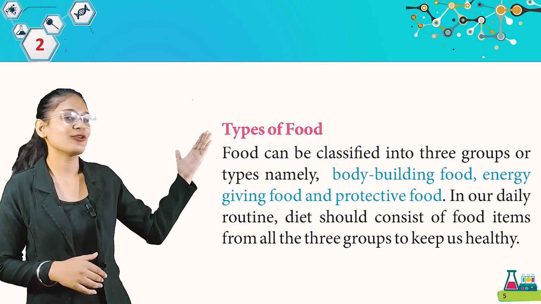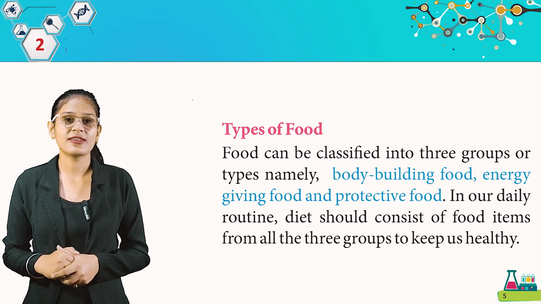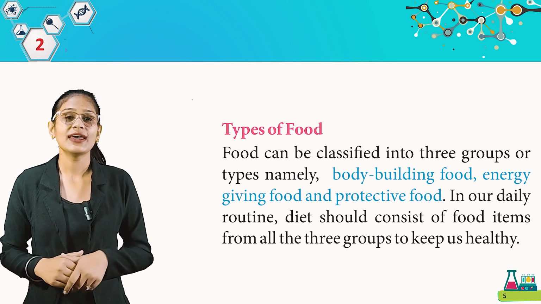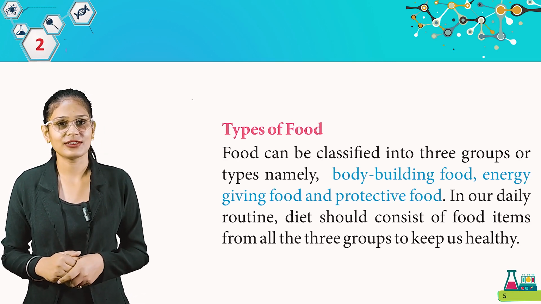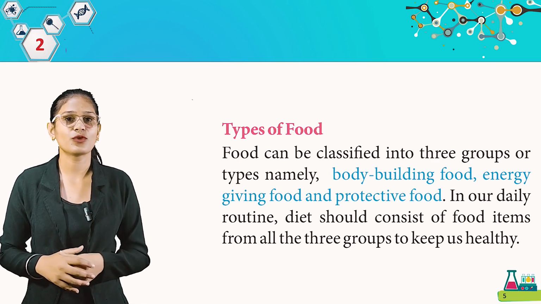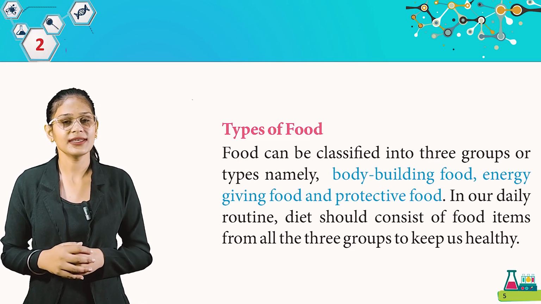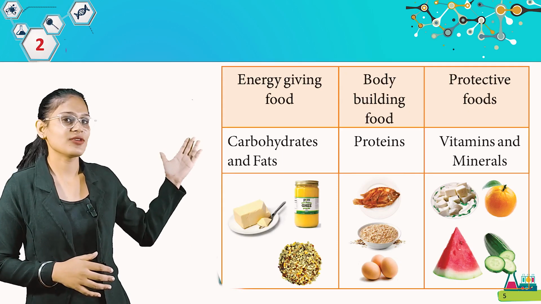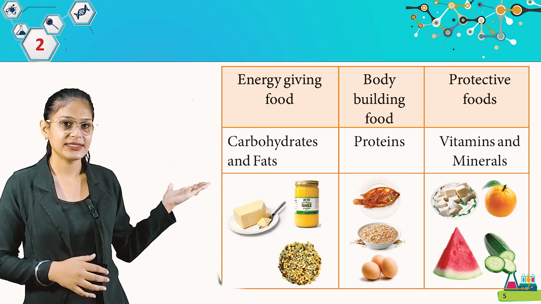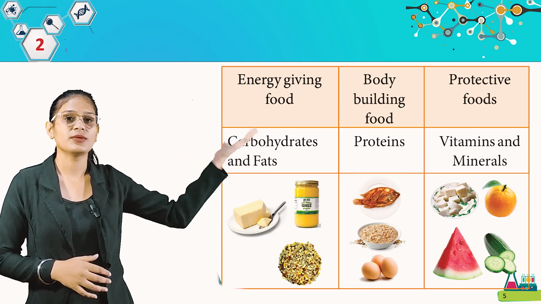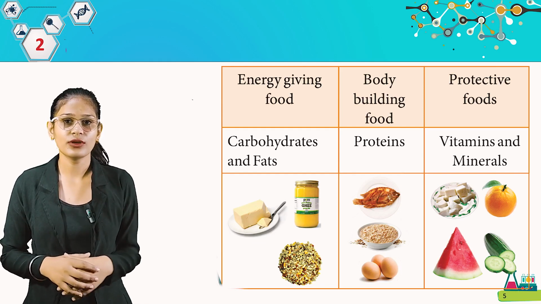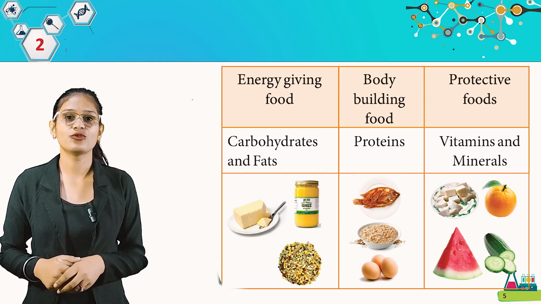Here is types of food. Food can be classified into 3 groups or types, namely bodybuilding food, energy-giving food and protective food. In our daily routine, diet should consist of food items from all the 3 groups to keep us healthy. Here is energy-giving food, bodybuilding food, protective foods, carbohydrates and fats, proteins, vitamins and minerals. So students, these are the 3 categories of our food. We need food from each category to live healthy.